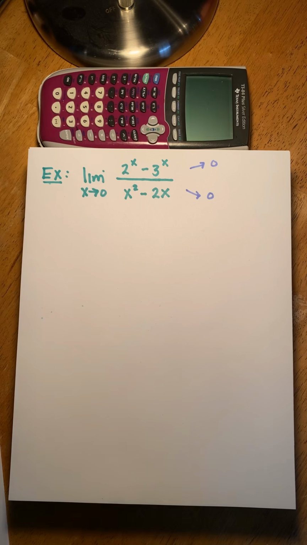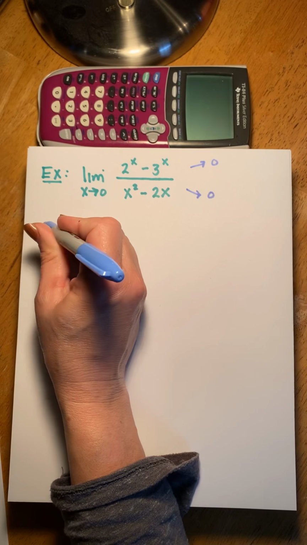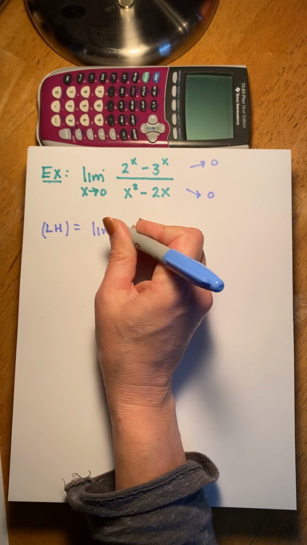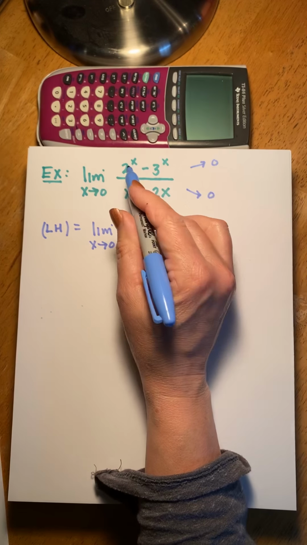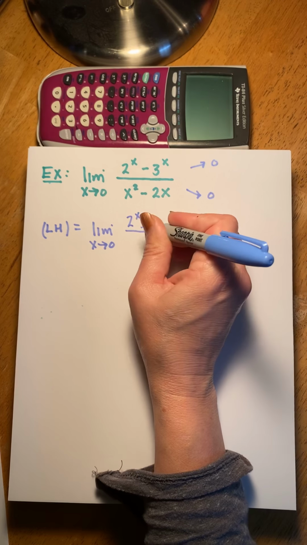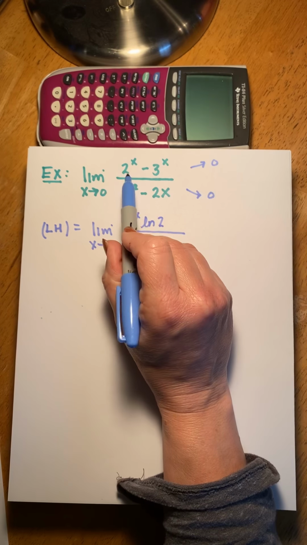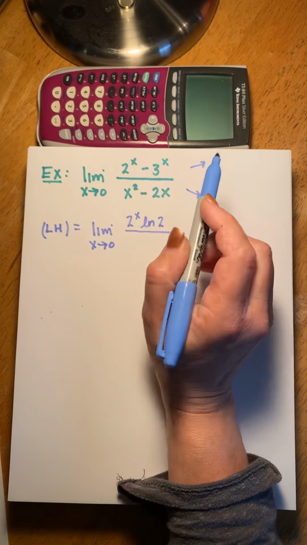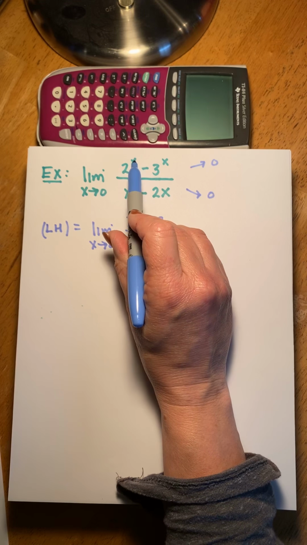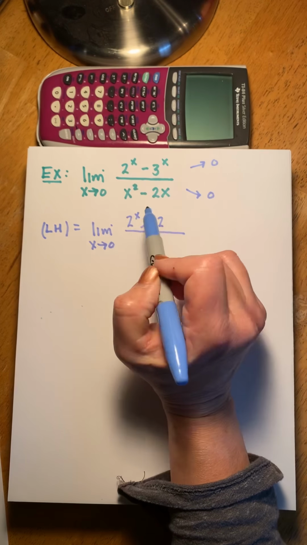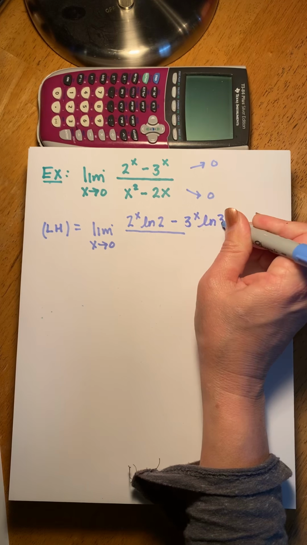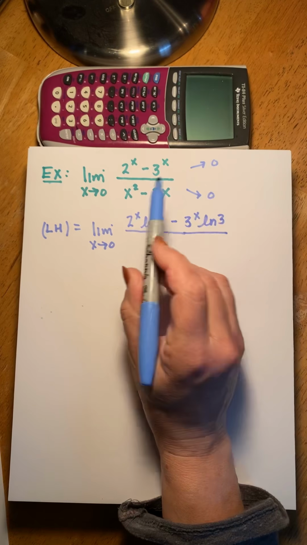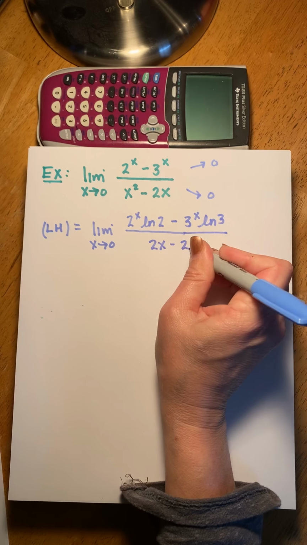L'Hopital says if we have something of the form 0 over 0 or infinity over infinity, the limit of this function is equal to the limit of the derivative of the top over the derivative of the bottom. The derivative of 2 to the x is 2 to the x natural log of 2. Now remember, this is an exponential function, not a power function, so we may not apply the power rule. The derivative of a constant to the variable x power is the same function times the natural log of the base, minus 3 to the x natural log of 3, all over the derivative of the bottom, 2x minus 2.